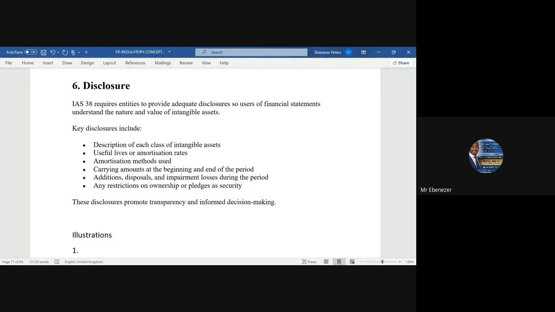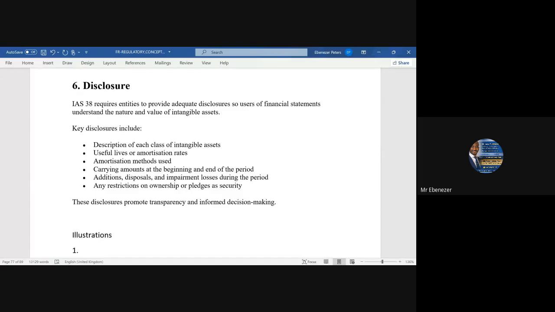And then we move from there to talk about recognition. I told you that 4 criteria must be met, and that is FREAK. F stands for future economic benefit. R stands for reliably measured. I stands for identifiability. Then C stands for control. FREAK. Very, very important that you should note it. Then for the measurement, I said we have the initial and the subsequent measurement.